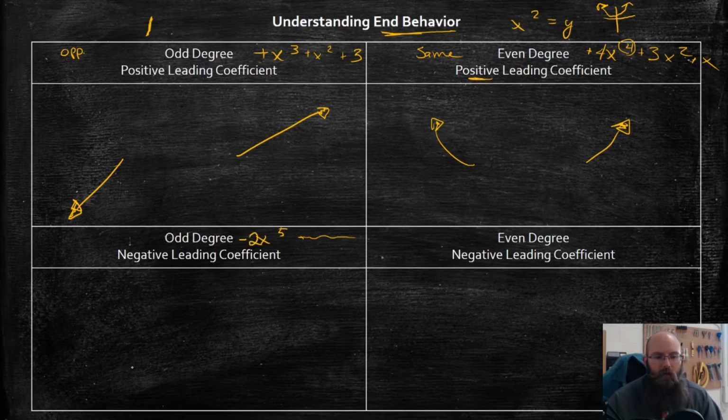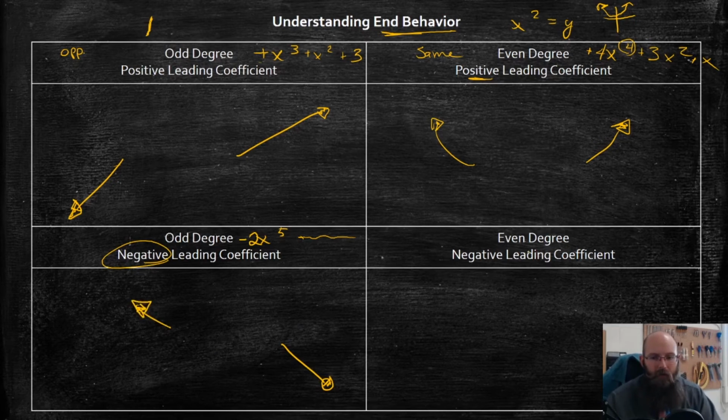So that just means that they're still going in opposite directions, but the right side, because this is negative, is going to go down. All of my leading coefficients tell me what the right side of my graph is going to do. Then I look at my degree to see what the left side is going to do. And since they're odd, they have to go in opposite directions, so my left side goes up.